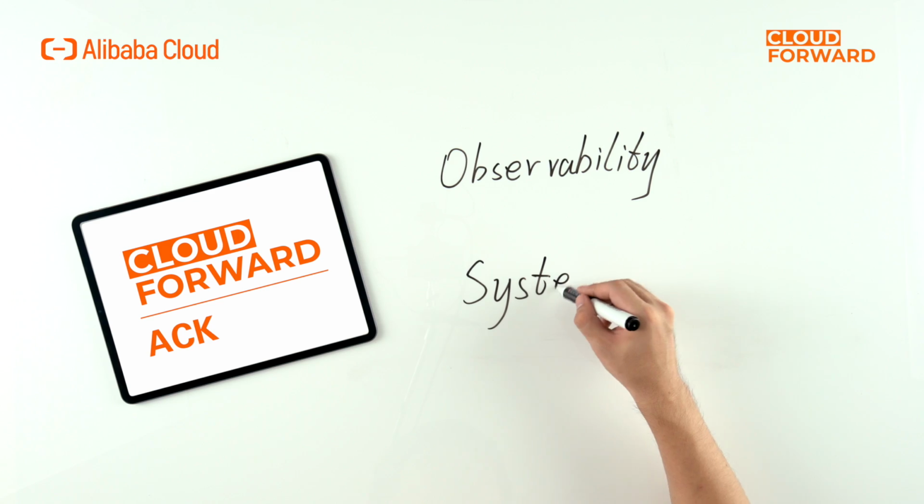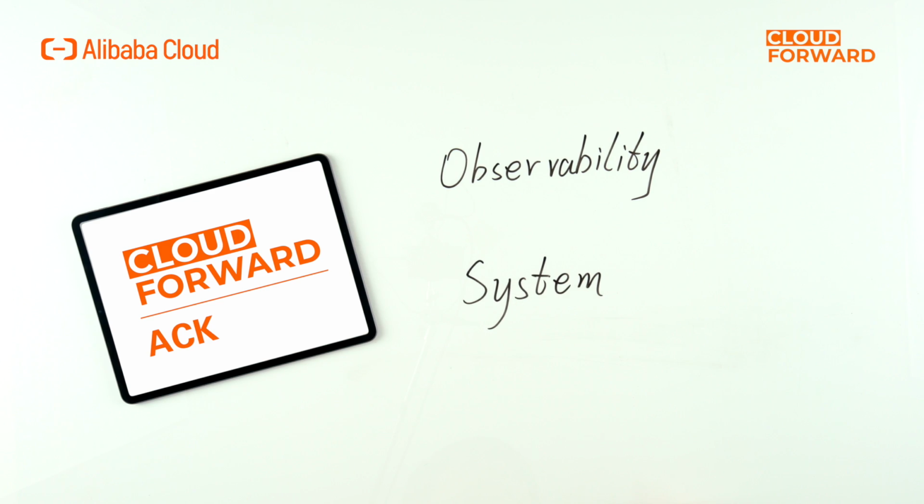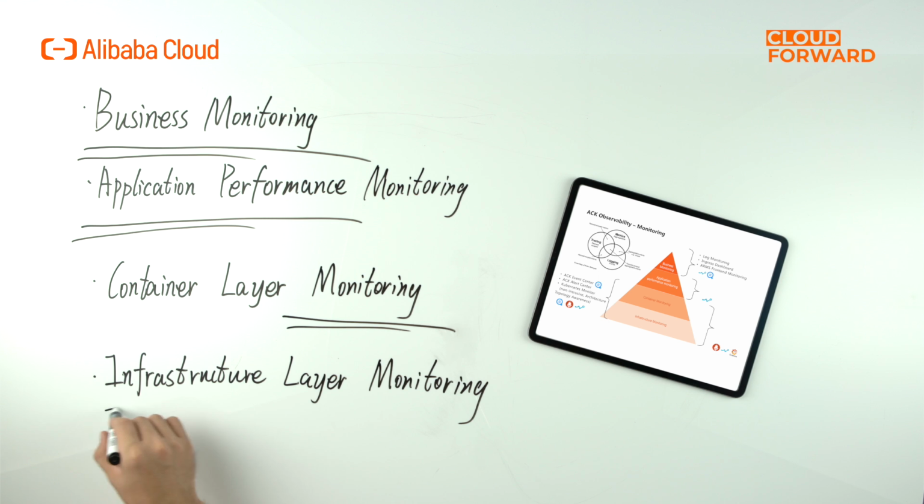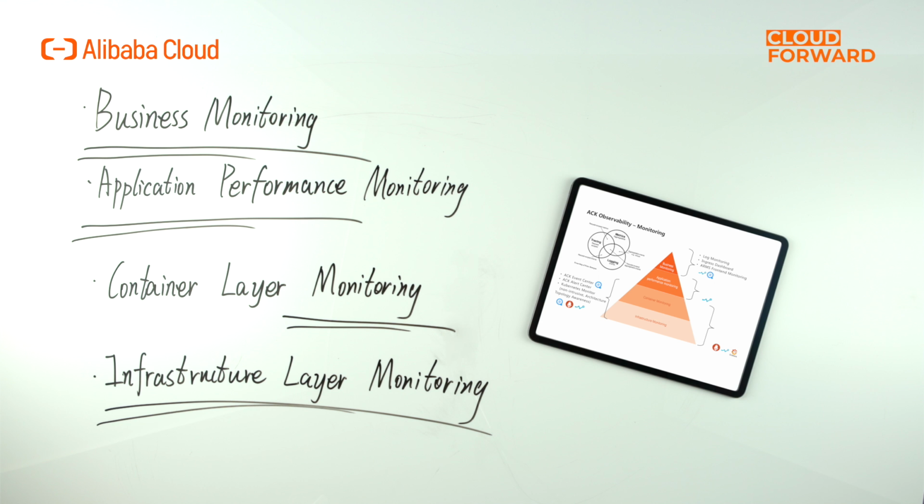Back to the topic. Let's start with a holistic view of ACK's observability. As you can see, we divided the container service observability into 4 layers: business monitoring, application performance monitoring, container monitoring, and infrastructure monitoring.